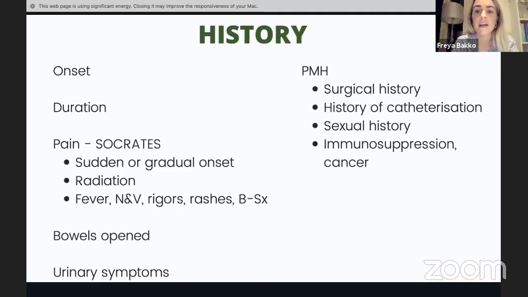Then you want to ask about sexual history. So do they have sex with men or women? Do they have protected sex? Have they had any histories of STIs? And then ask about immunosuppression. Do they have an active cancer, or are they taking immunosuppression for any other reason? And that is really important in terms of, for example, lymphadenopathy and infections.